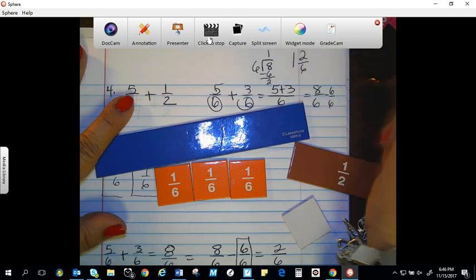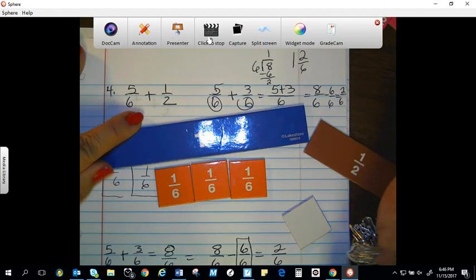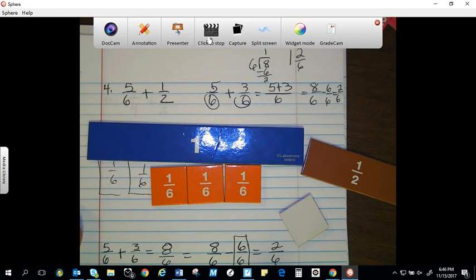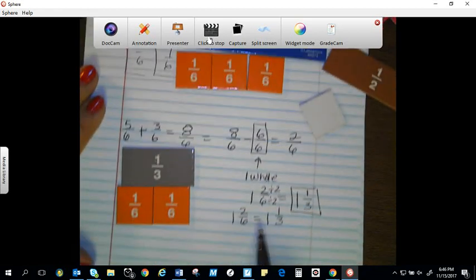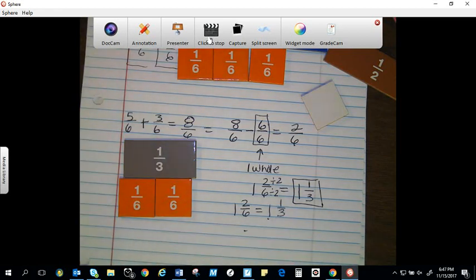I know that 6 over 6 equals 1 whole, and this is what I would have left over as my 2/6. And that is your answer. The 1 2/6, or 1 1/3, breaking it even more so into its simplest form.